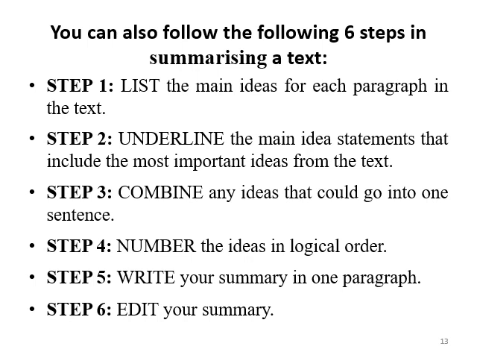These six steps can also be followed while summarizing a particular text. Step one is try to list the main ideas for each paragraph in the text. Step two, underline the main idea statements that include the most important ideas from the text. Step three, combine any ideas that could go into one sentence. Step four, number the ideas in a logical manner. Step five, write your summary in one paragraph. And step six, try to edit your summary.